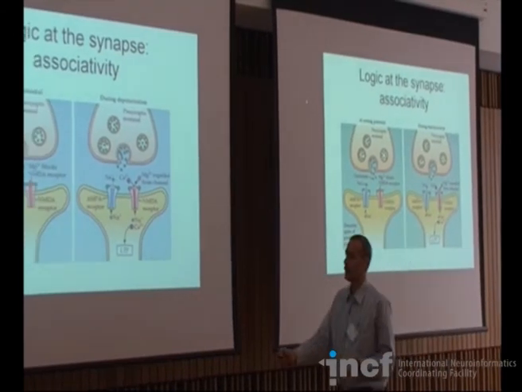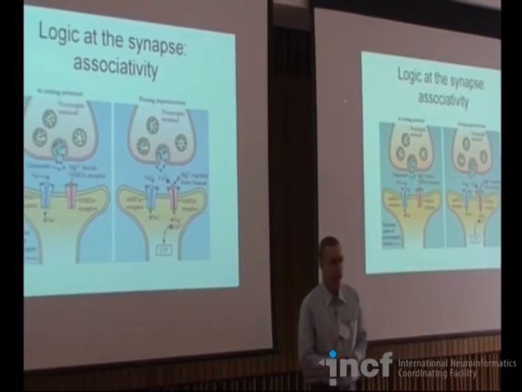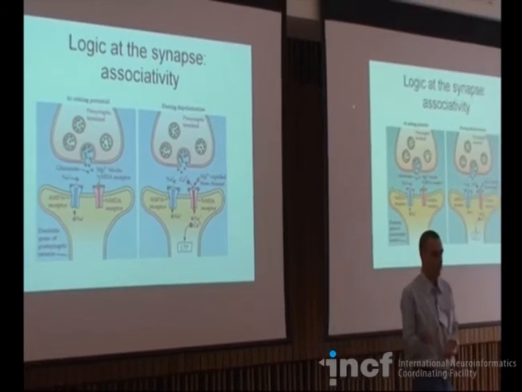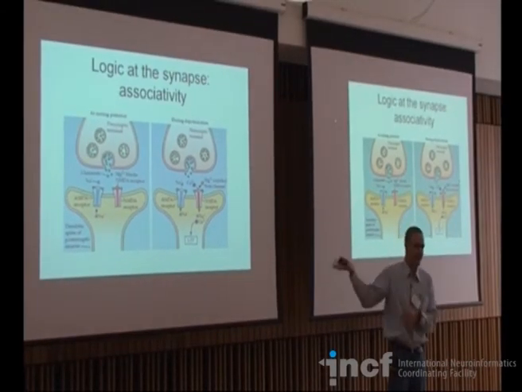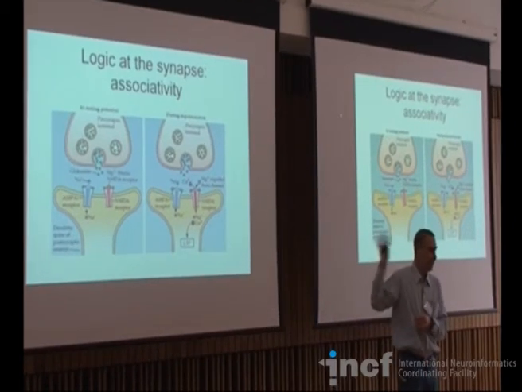So here's a kind of analog computation, which is chemical in nature. Yeah, this is associativity, and this is extremely important for learning and memory. All of you know about this, right? Yes? No? Maybe?